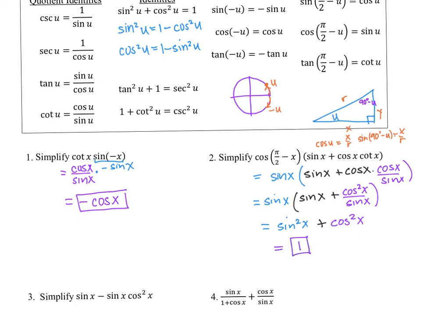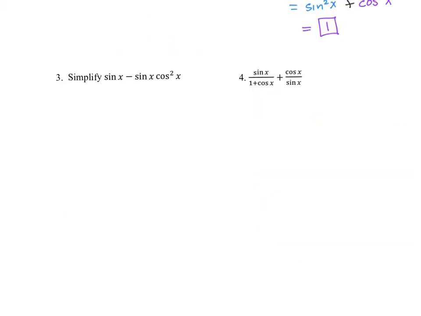And your steps could be different, but you do need to make sure you're showing all your steps because that's what's important. For the next two, I'm just going to show you some strategy that is sometimes used for these. So for number 3, it says simplify sine x minus sine x cosine squared x. Everything's already in terms of sine and cosine. But I can see that there's a common factor. They both have a sine x. So I'm going to factor out the sine x.